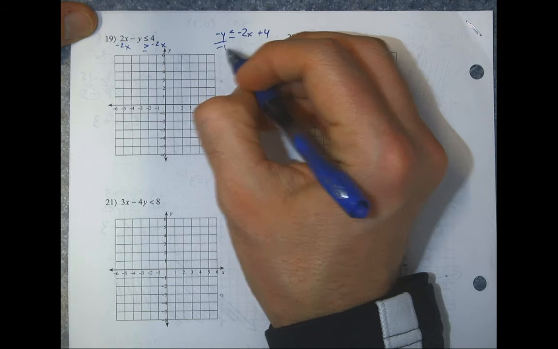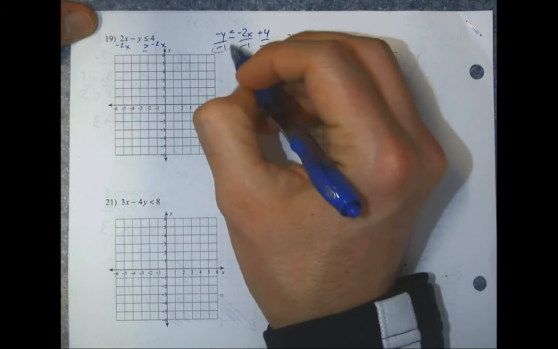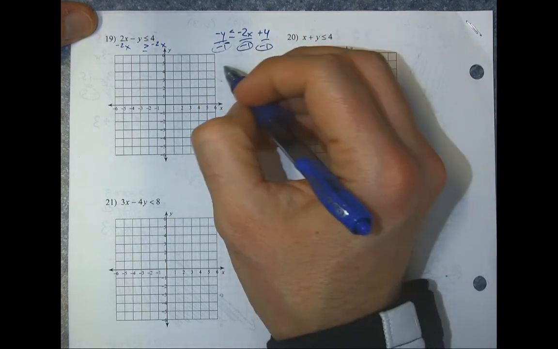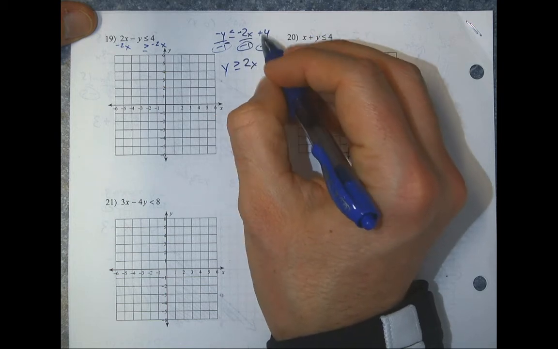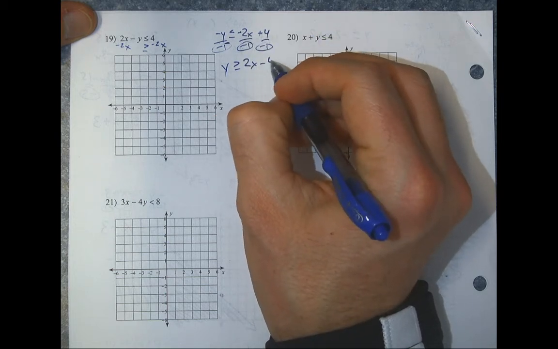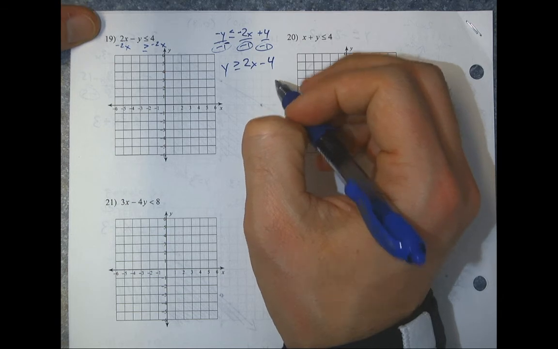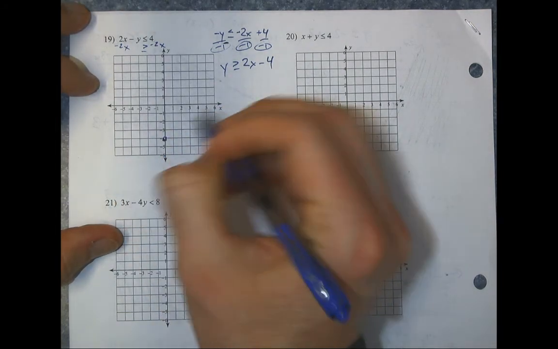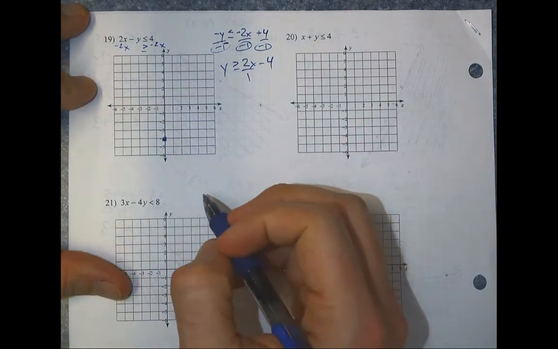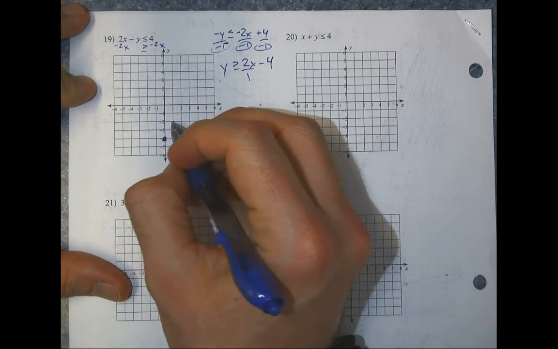Now divide by negative 1. When you divide by the negative, you're going to have to flip. So y is greater than or equal to, two negatives make a positive, 2x. Positive and negative make a negative 4. Okay, so my intercept is negative 4, and my slope is 2 over 1. So up 2 over 1.